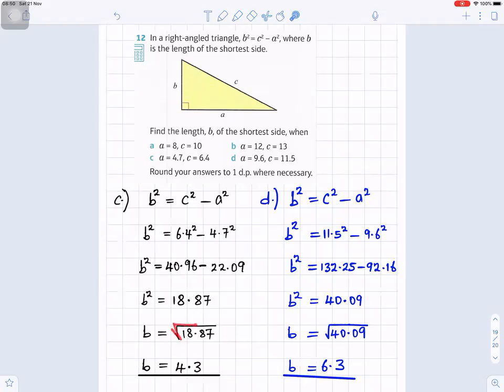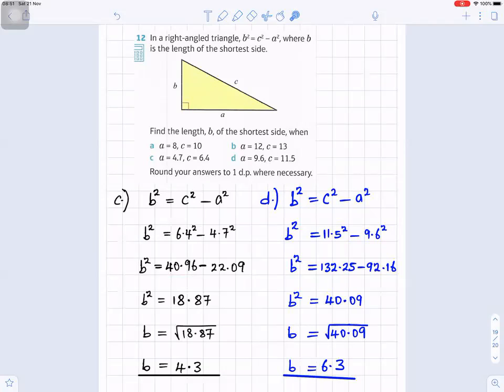Then the square root: put that sign on your calculator. You usually have to press the shift button on your calculator, and then you get the square root. Then you put square root of 18.87, and it gives you 4.3 to 1 decimal place.